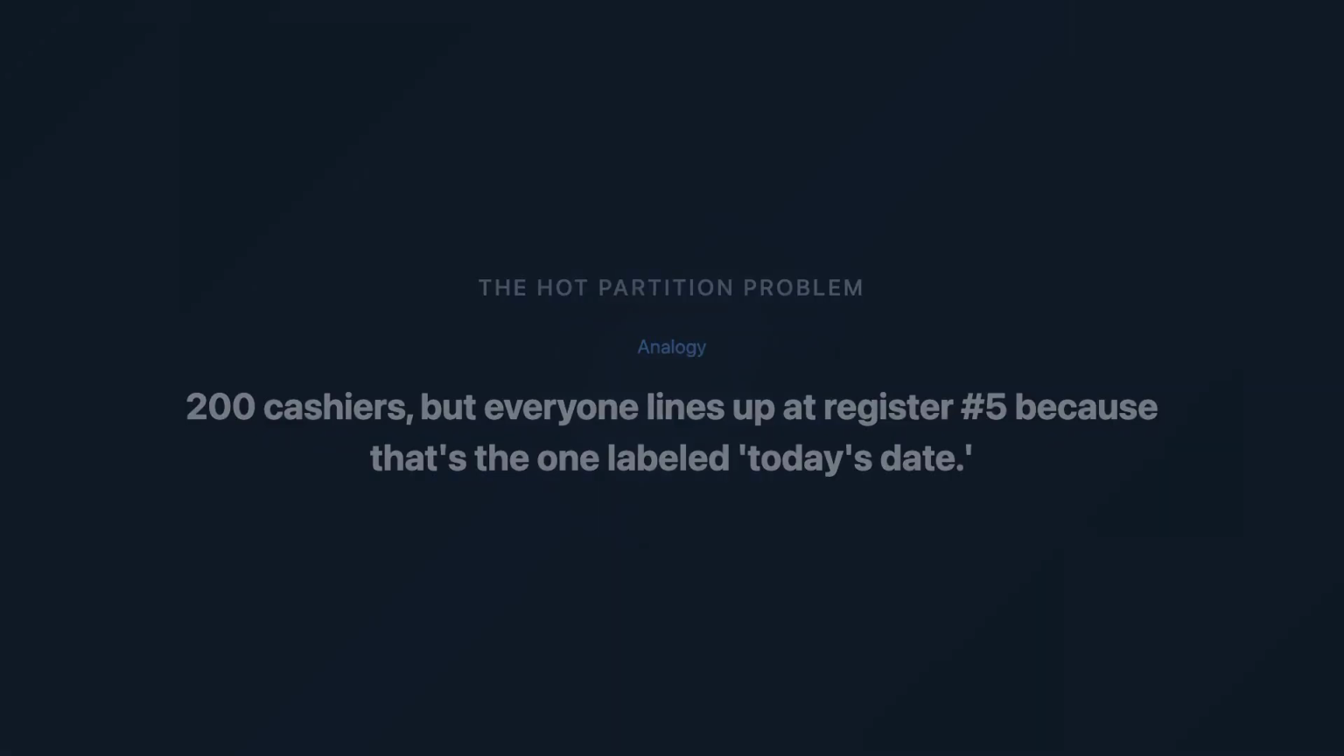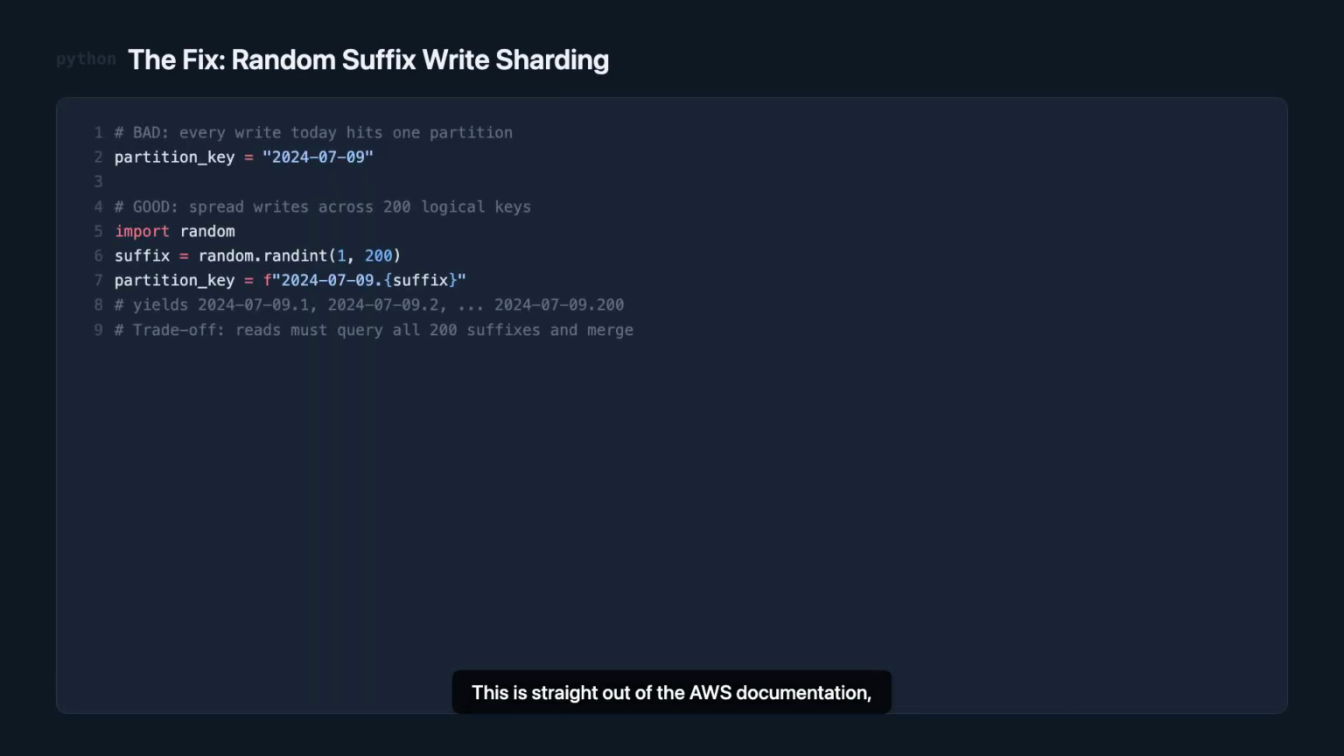That's the next slide. This is straight out of the Amazon Web Services documentation, and it's the exam correct answer for hot partition questions. The bad version uses today's date as the partition key, so every write today hashes to the same partition. The good version appends a random number between 1 and 200, turning a single key into 200 logical keys. Now writes spread evenly across 200 partitions, and your throughput scales. There's a trade-off. Reads now have to query all 200 suffixes and merge the results. That's the cost of the fix, and the exam expects you to know it.